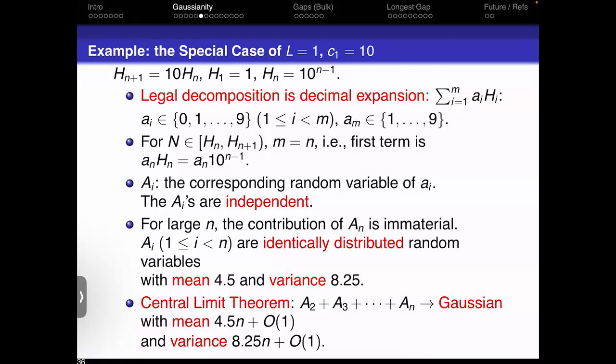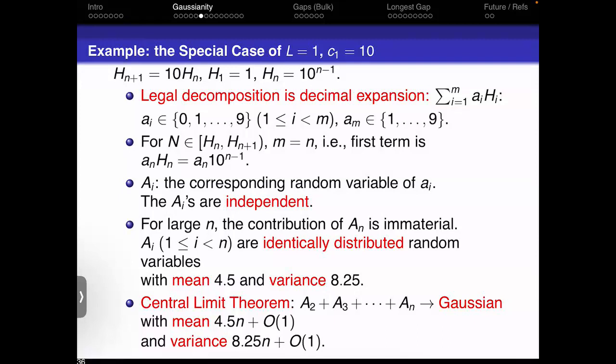And I'll take my first value, h1, to be 1. And then you can quickly see that hn is just 10 to the n minus 1. And so a legal decomposition is just going to be writing my number in decimal notation. Okay? So now I want to calculate how many summands a typical element has between hn and hn plus 1.